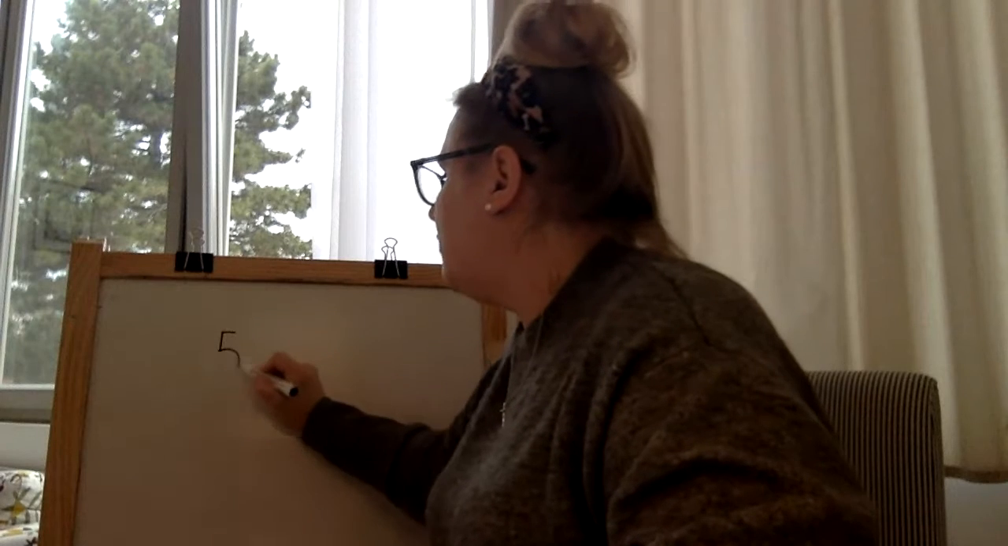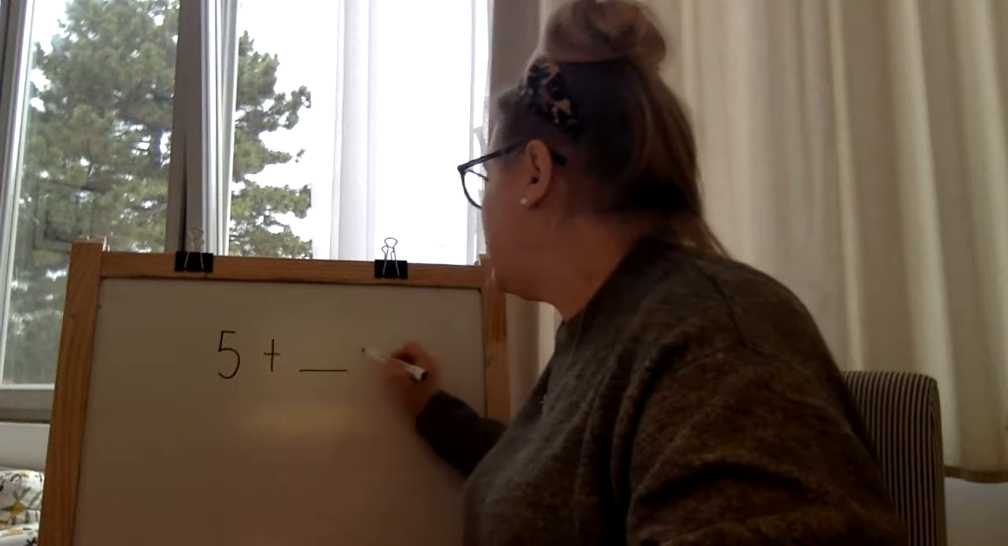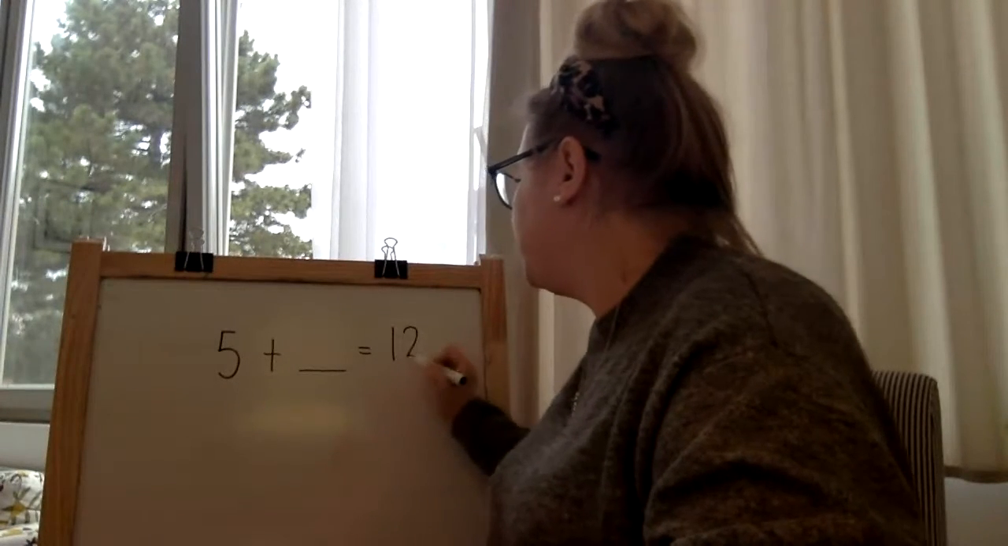Joey has 5 cubes. Sarah gave him more cubes. Now Joey has 12 cubes. How many cubes did Sarah give him? So if you'll notice on your workspace, it has 5 plus blank equals 12. I'm going to write that on my board here. 5 plus blank equals 12.